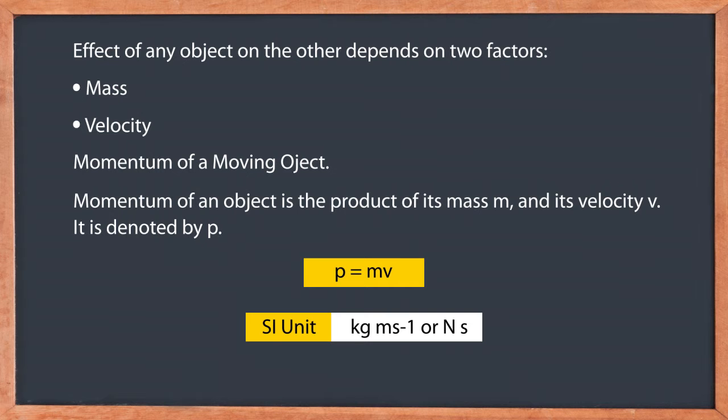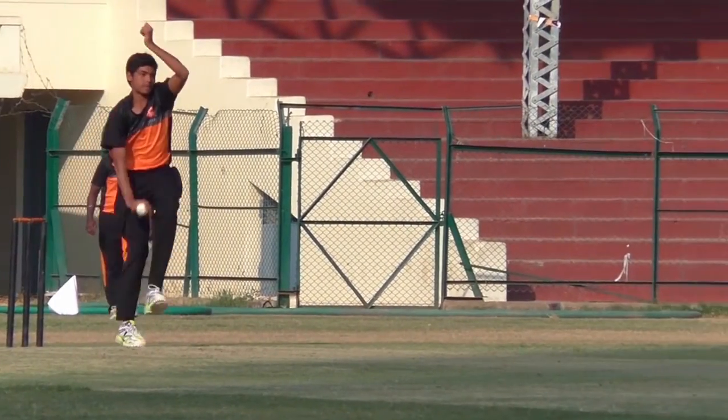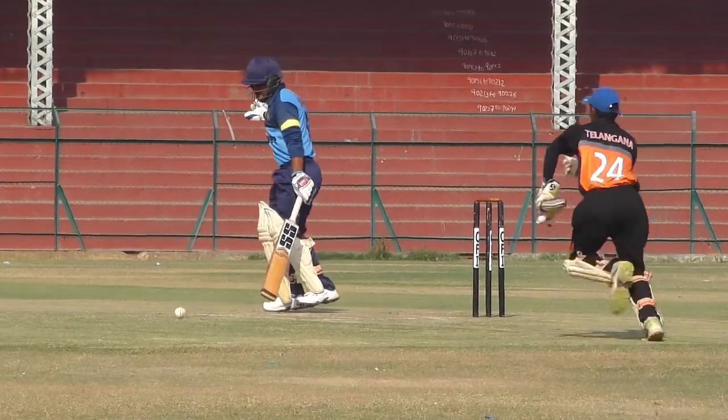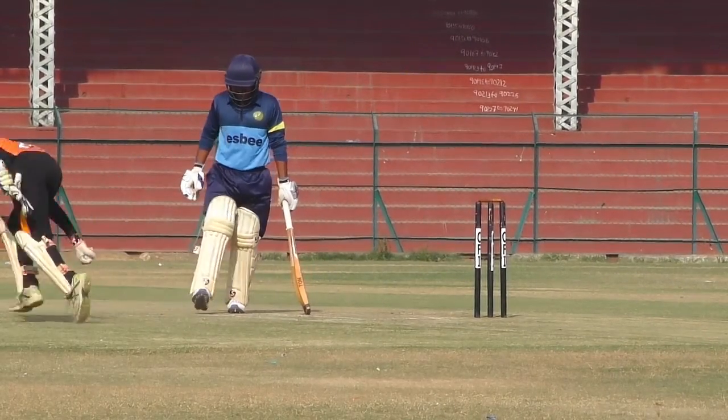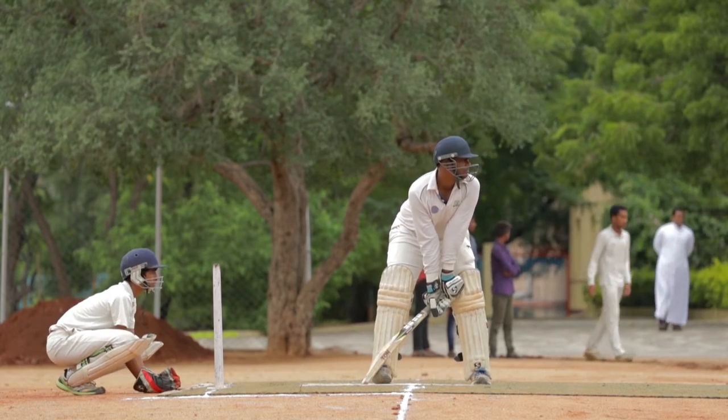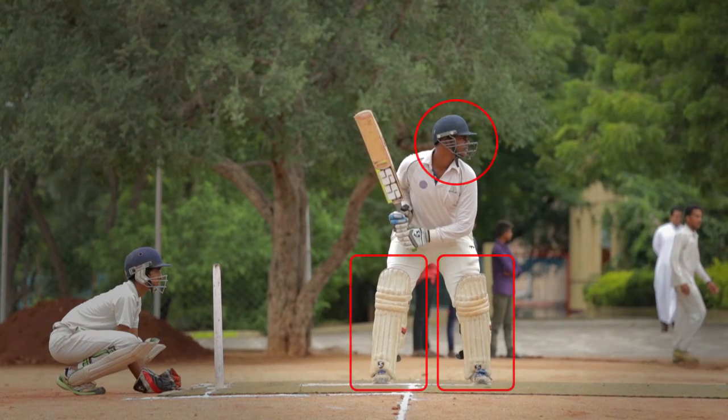Because of its momentum, a fast-paced cricket ball can hit and hurt the batsman or the wicket-keeper if the batsman is not able to play the ball properly. That's why batsmen on the cricket field wear protective helmets and body pads to prevent possible injury.